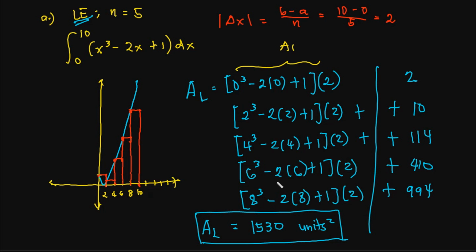So, hopefully naintindihan nyo yung unang problem na yun. So, madali lang naman siya. It's just that you have to take note of your delta x or your norm. And then, after finding this norm, you have to find all the points na kakailanganin natin for each rectangle. So, start kayo sa pinaka-left endpoint, and then, for every partition, dun kayo magbibilang. So, dito 2 units. So, 1, 2, then 1, 2 ulit, 1, 2, hanggang ma-reach yung 10.